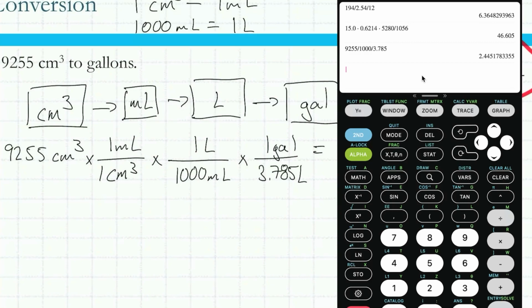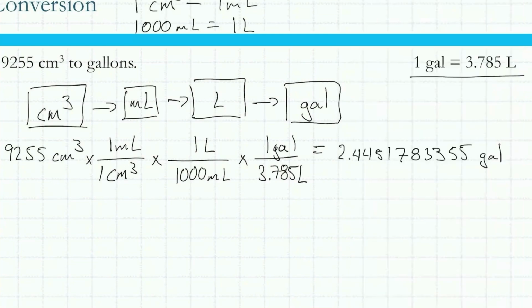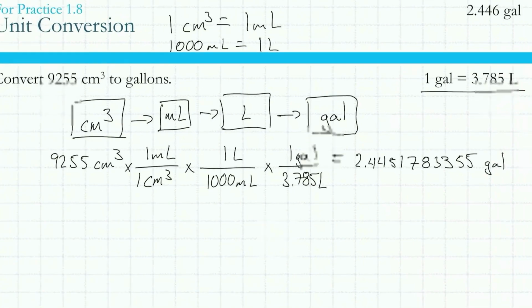So we weren't told if this 1 gallon to 3.785 liters is exact or not. So we should probably assume that it's not, but that's still 4 sig figs there. This is 4 sig figs. So yeah, we should have 4 sig figs. Interesting. I don't know why I got 2.445 instead of 2.446. Probably a typo.